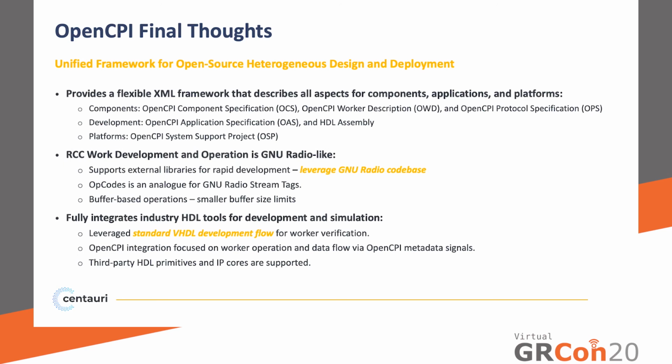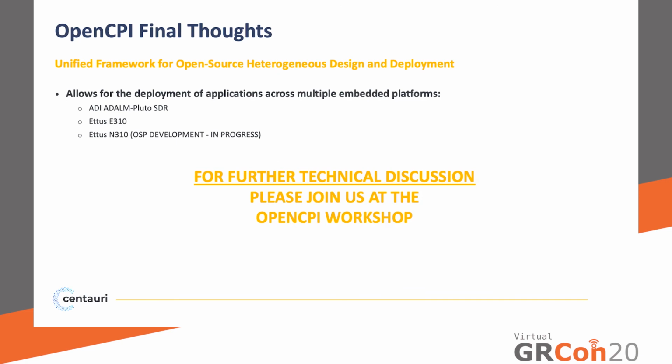For our case study, we leveraged the standard VHDL development flow for worker verification. OpenCPI integration focused on worker operation data flow via OpenCPI metadata signals. Third-party HDL primitives and IP cores are supported. Finally, OpenCPI allows for the deployment of applications across multiple embedded platforms. For the ADS-B application, we are looking at the Pluto SDR and the E310. In addition, we are developing an OSP for the N310. For further detailed discussion about this case study, please join us at the OpenCPI workshop.